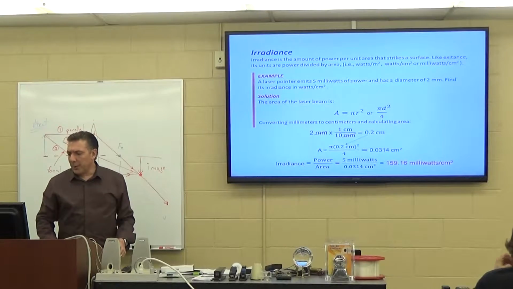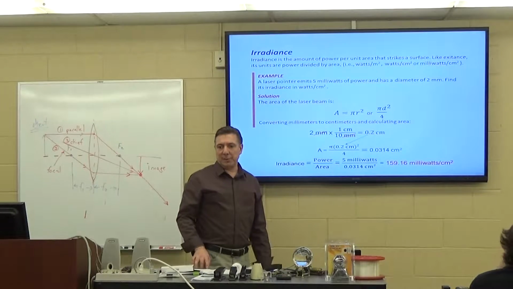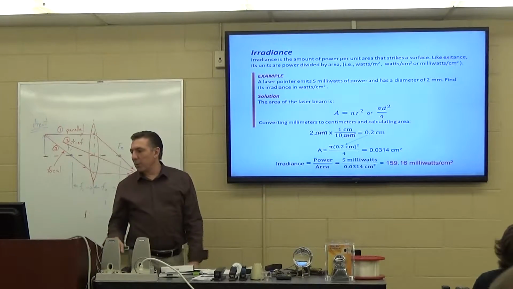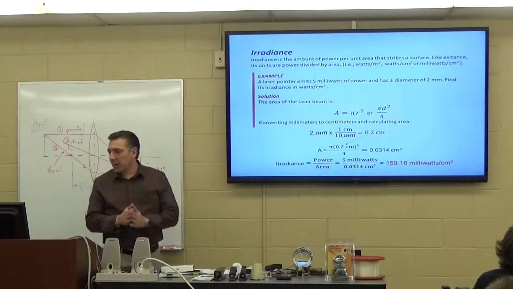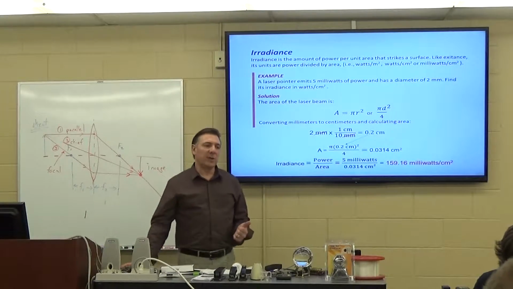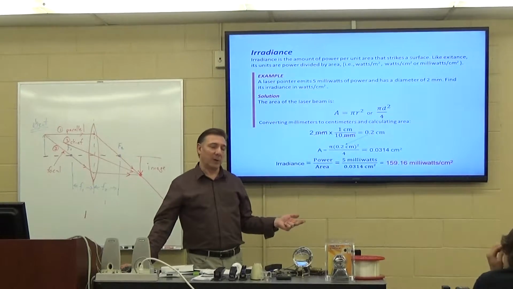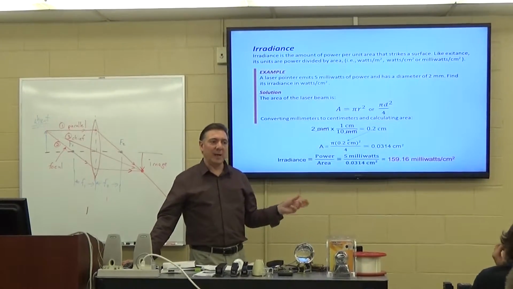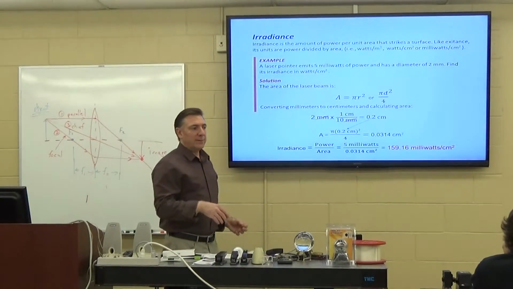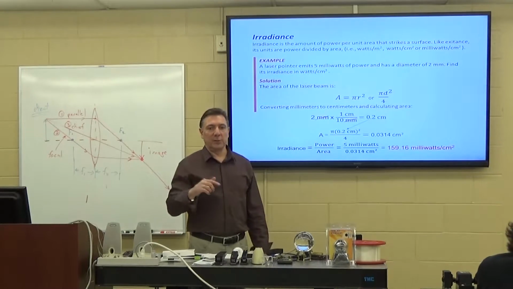Irradiance. This is more important. This is something that you need to understand, so pay attention. Irradiance is the amount of power per unit area that strikes a surface. Like exitance, its units are power divided by area. This can be expressed in watts per meter squared, milliwatts per meter squared, or microwatts per centimeter squared, depending on the application. But for this course, most of the measurements that we make are in watts per centimeter squared.